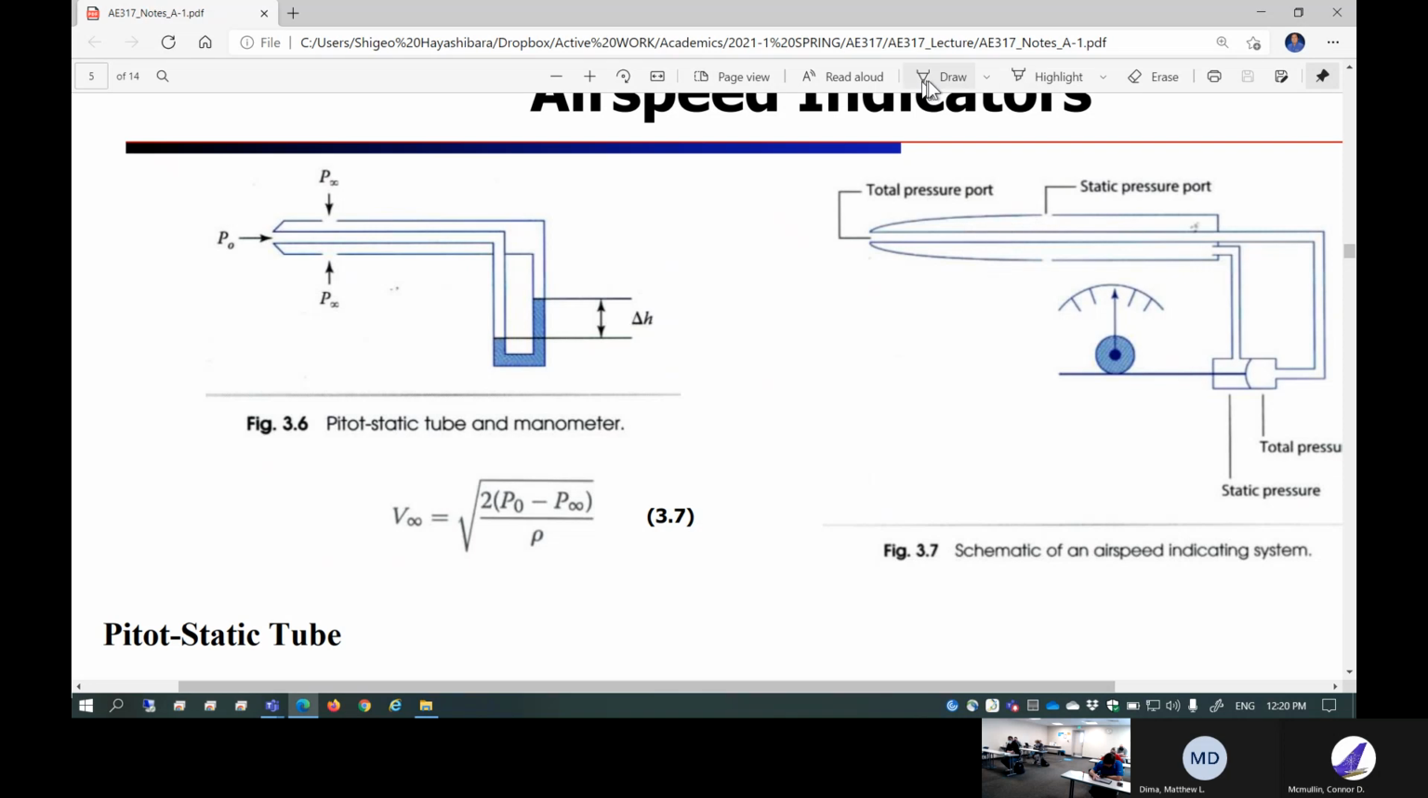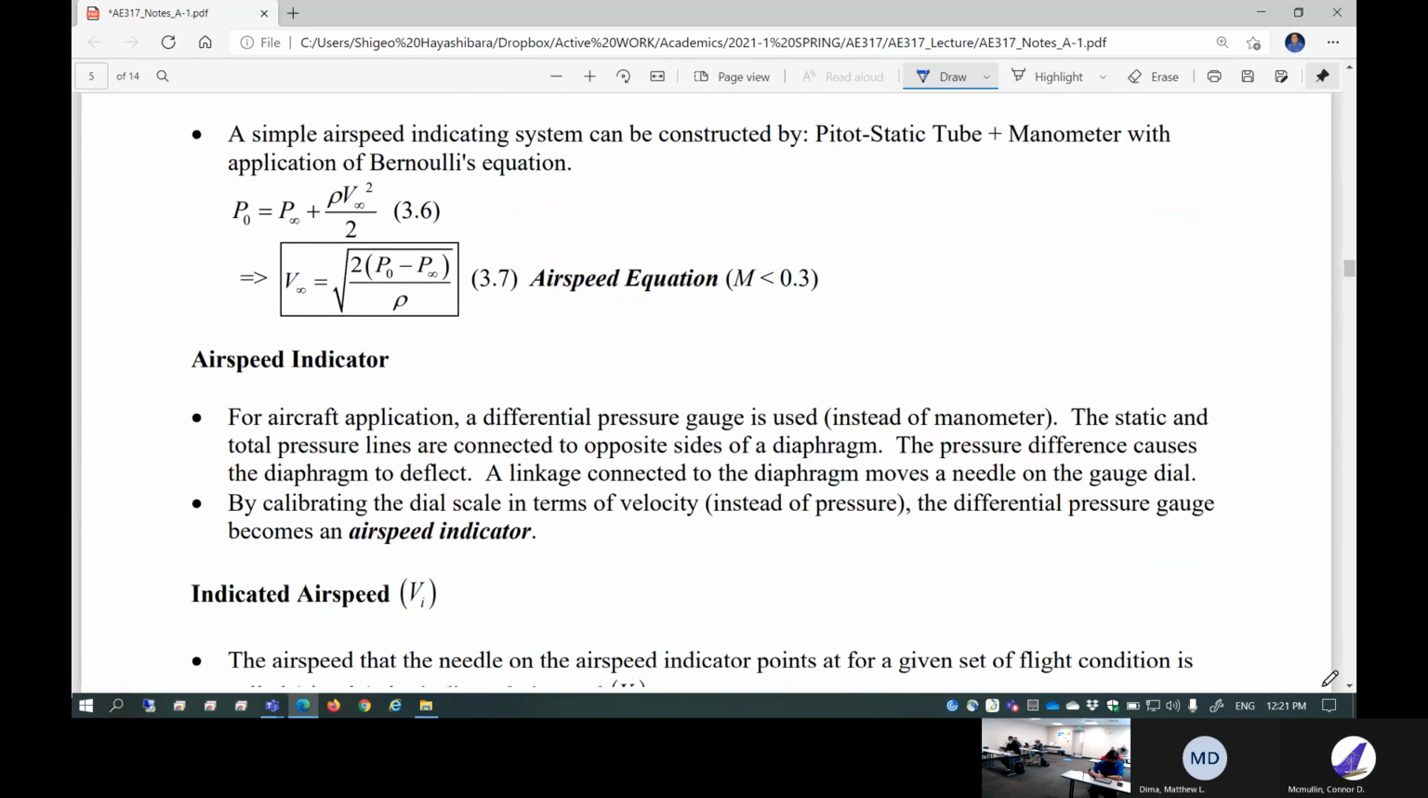Let me just write it down. Bernoulli's equation, once again, basically says the static pressure plus dynamic pressure is equal to total pressure. This is 1/2 rho V squared, right? So this Q infinity is essentially P0 minus P infinity. That's dynamic pressure. So V infinity is the square root of 2 multiplied by P0 minus P infinity, divided by rho. It's coming straight off of Bernoulli's equation. Anyways, this is called the airspeed equation, okay?